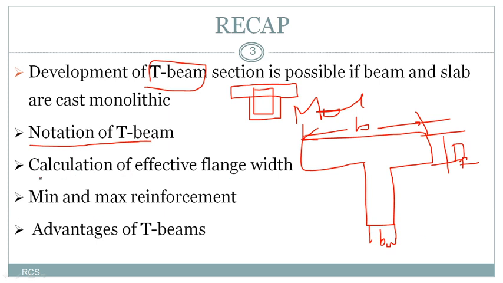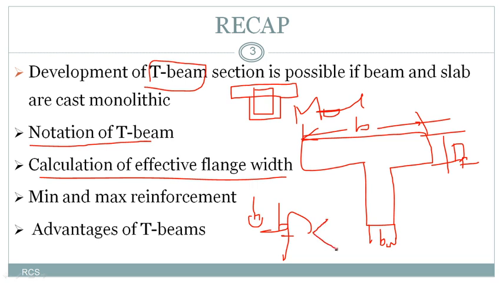And then we have to calculate the effective flange width. For calculation of the effective flange width, there are some codal provisions or equations as per IS 456-2000. Based on that, we have calculated the effective flange width, which we generally designate with BF. In no case is this BF greater than the actual width of the beam. So always the effective width of the flange is less than the actual width of the flange. Those things we have discussed.